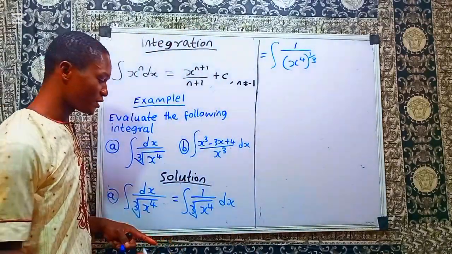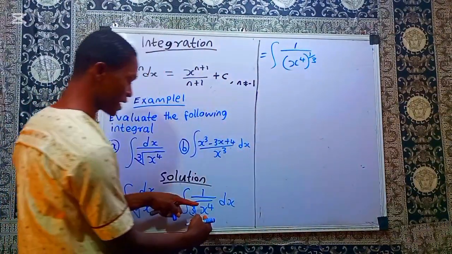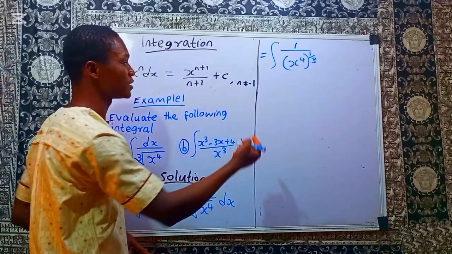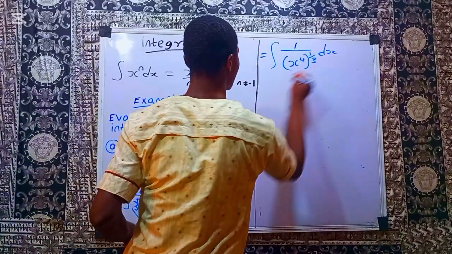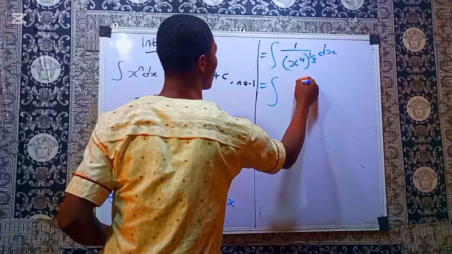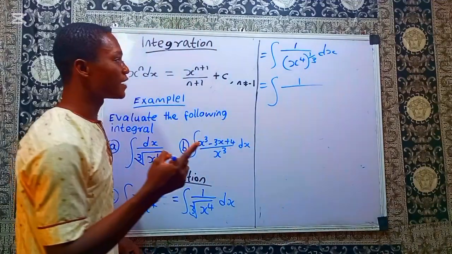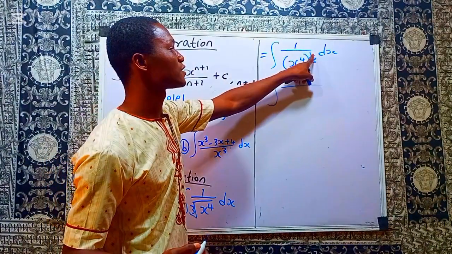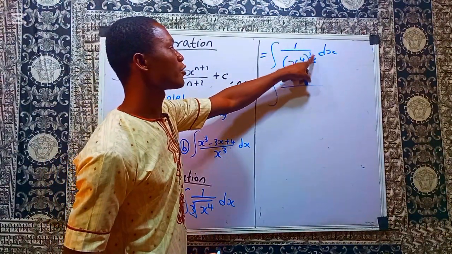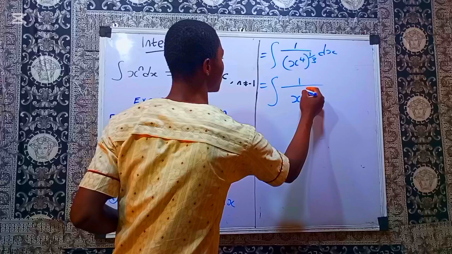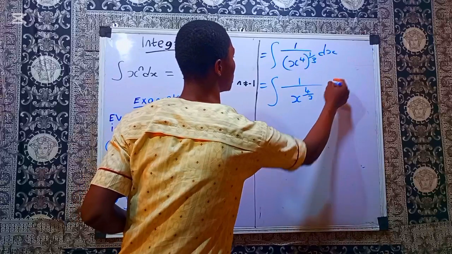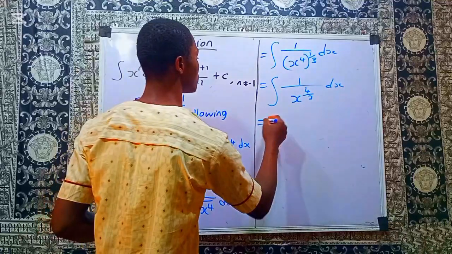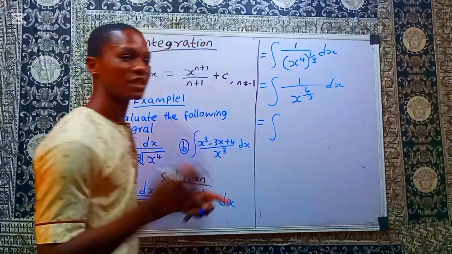See what I have written. This one is x raised to power 4. Then this third root is index 1 over 3, right? So with respect to x, this will be the integral of 1 over... Let's simplify further. You are going to use the law of indices: you multiply the index of x. That's 4 multiplied by 1 over 3. You are going to have x raised to power 4 over 3. You integrate with respect to x.